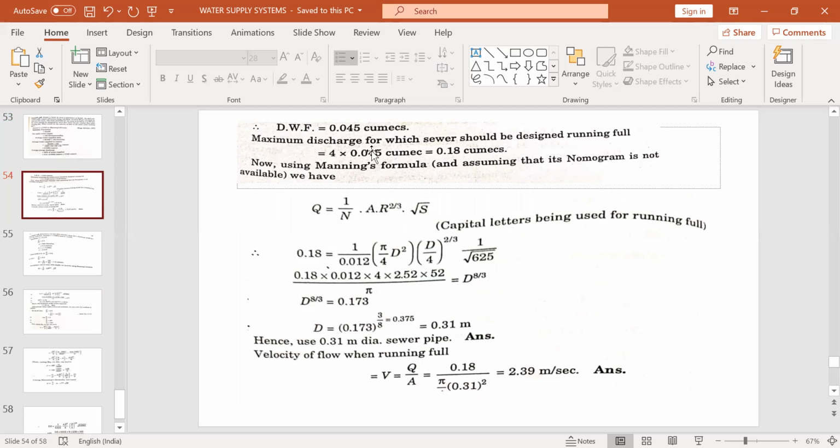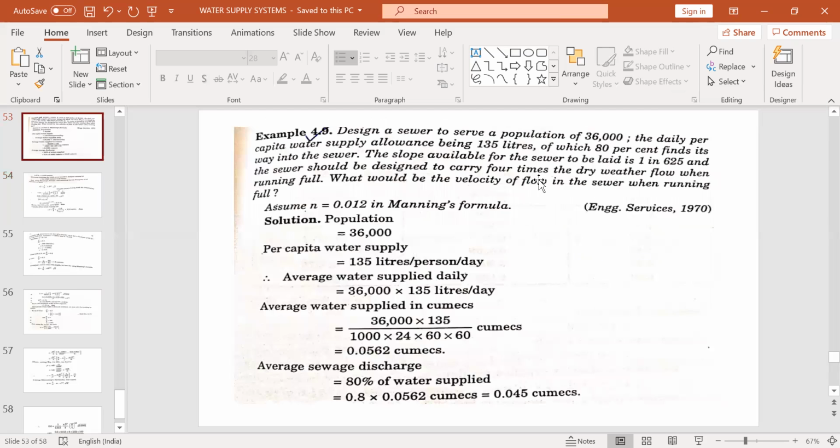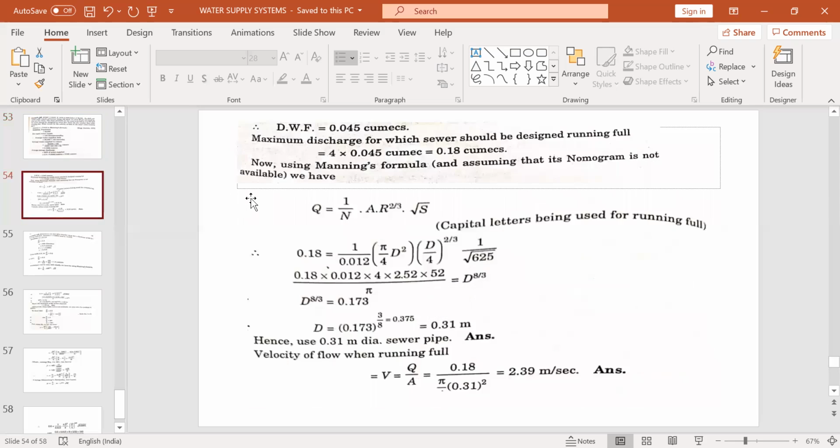Now, maximum discharge is given in the question. As you read carefully, it is given that the sewer is to be designed to carry 4 times the dry weather flow when running full. Sewers are always designed for maximum discharge. So we are assuming that the pipe is running full, and maximum discharge will be 4 times the dry weather flow. 4 into 0.045, this is 0.18 cumecs.